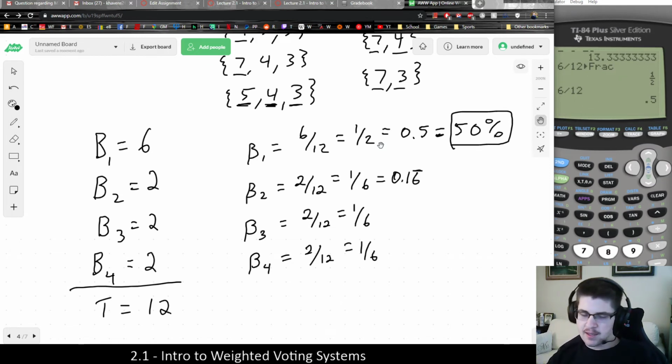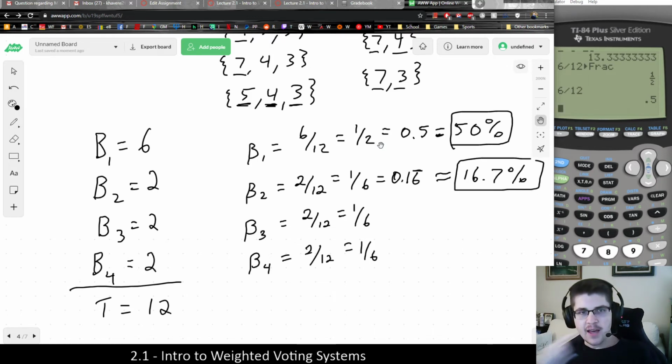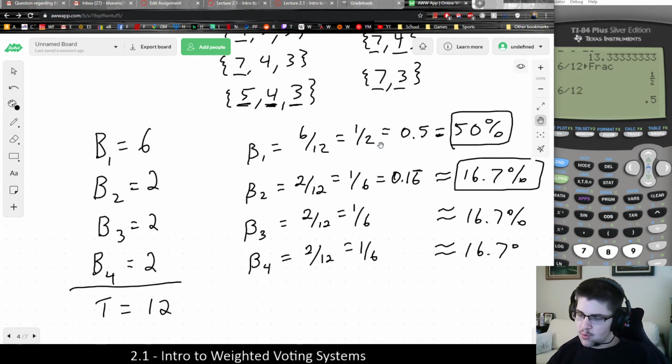0.16 repeating, or 0.166666, which would be approximately 16.7% if you round it off. And same with the Banzhaf power indices for players 3 and 4. And rounding them is totally fine, or answering them as fractions. It doesn't really matter to me.